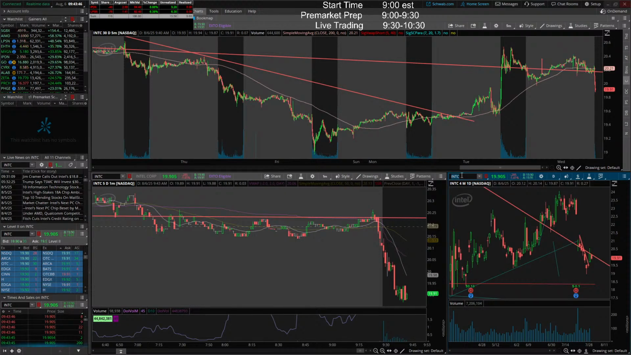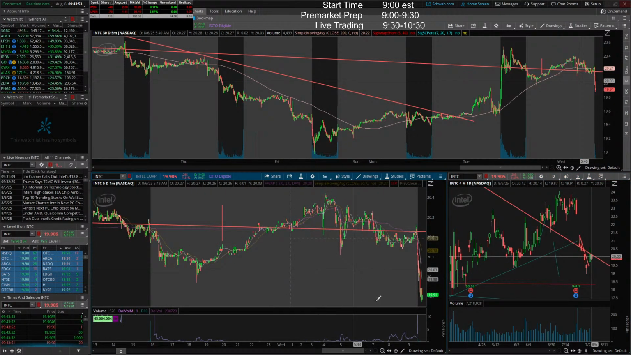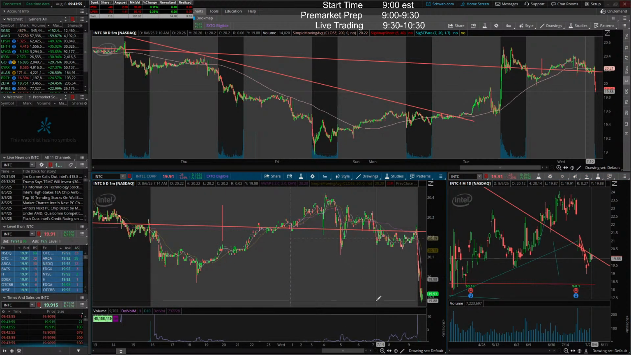Might add some more Intel. We'll let it settle out. This could be the start of a pullback, or this could be the bottom of the pullback. It's hard to say. $9.44. Are we going to see some squeezes or not today?